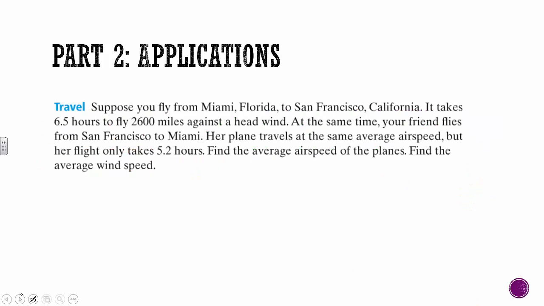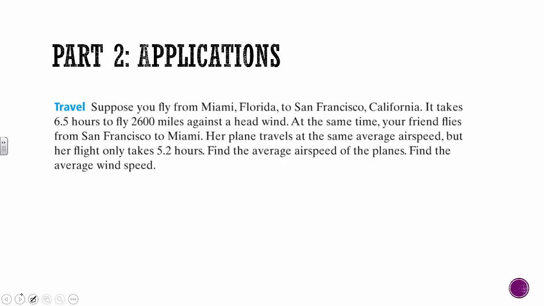All right, last one. Suppose you fly from Miami, Florida to San Francisco, California. It takes 6.5 hours to fly the 2,600 miles against a headwind. At the same time, your friend flies from San Francisco to Miami. Her plane travels the same speed, but it only takes her 5.2 hours. Find the average airspeed of the planes. Find the average wind speed.